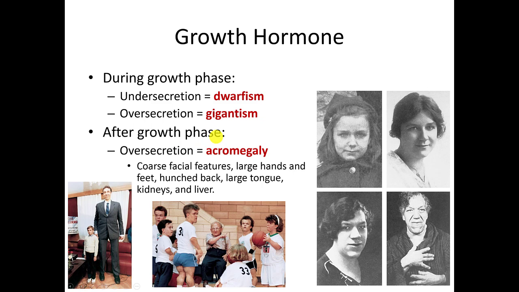After you're done growing, for females, usually we're done growing by the time we're about 17. Males can continue to grow into their early 20s. But after your growth phase, if there is an oversecretion of growth hormone, it leads to a condition called acromegaly. So you can see this image over here on the right. There's a little girl and it looks like she's developing completely normally. And then after she's done growing, she's continuing to release that growth hormone and it causes very coarse facial features. The hands become very large and swollen. It leads to a hunchback, a very large tongue, and enlarged kidneys, liver, and other internal organs.